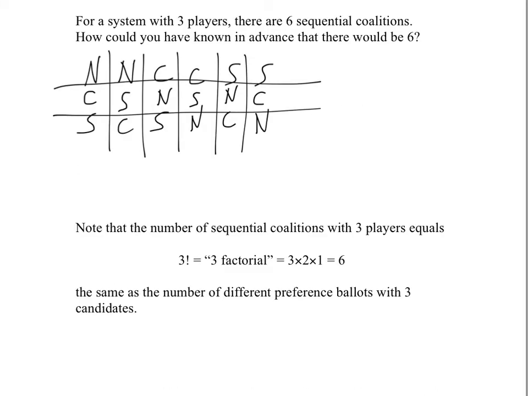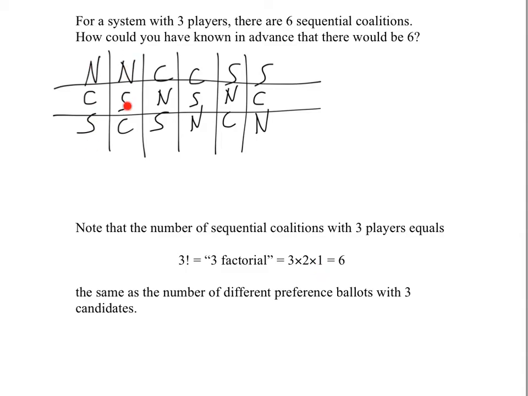And we thought about that 6 number in a very particular way as the result of computing 3 factorial, 3 times 2 times 1. Right? There are 3 people who could possibly be in first choice, or first in a sequential coalition. Having picked who's first, there are 2 ways to pick who's next, and having picked the first 2, there's only 1 choice for who is last on the ballot or last in the sequential coalition. So here's the real mathematical point.